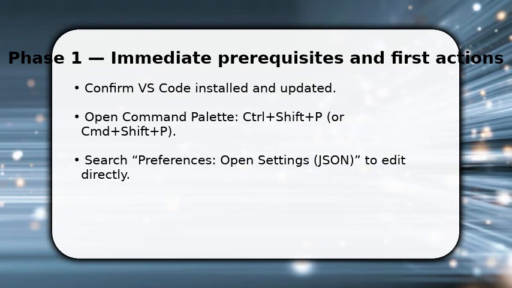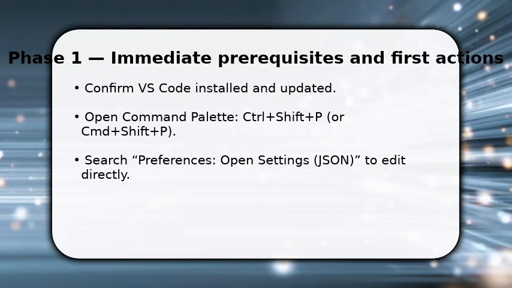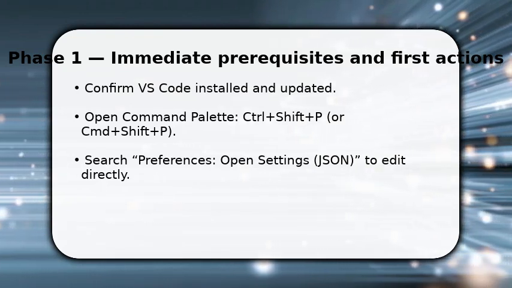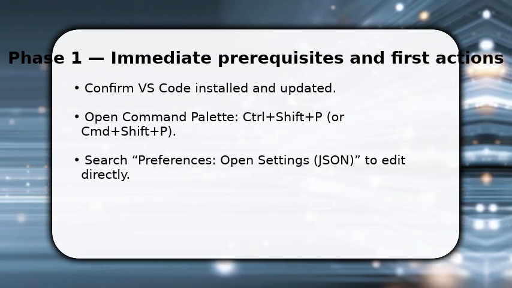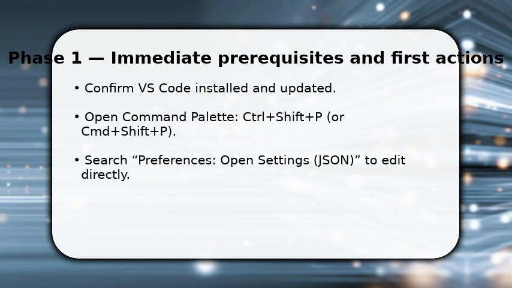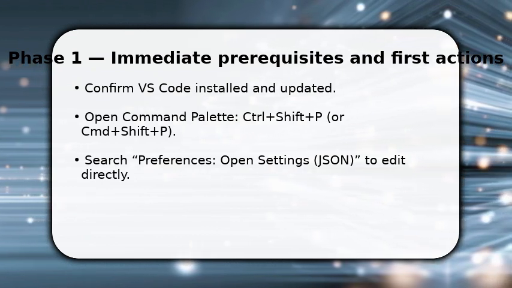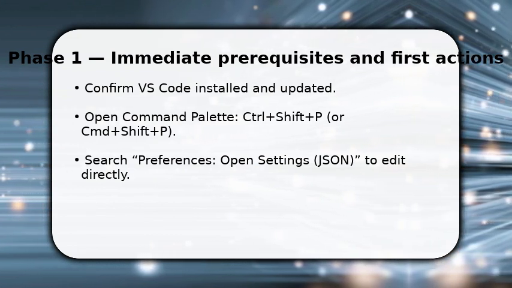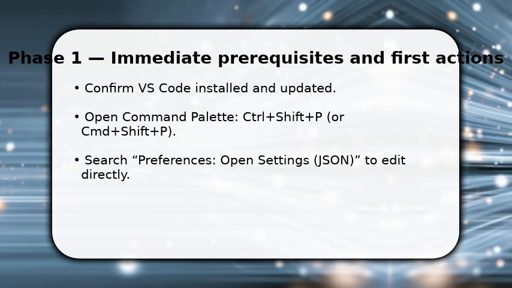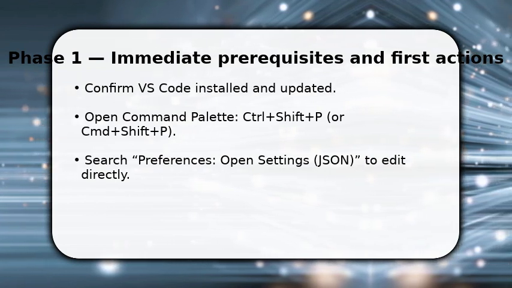You start by making sure VS Code is installed and updated. You need direct access to preferences. Once ready, open the command palette with Ctrl+Shift+P or CMD+Shift+P. Type and select Preferences: Open Settings (JSON) to jump into editable settings. This method is faster than navigating menus, and it gives you precise control.